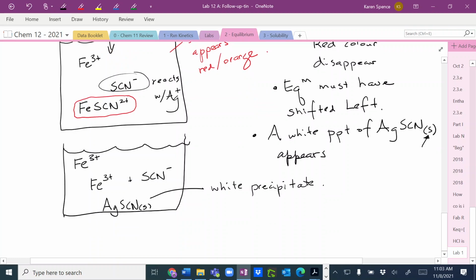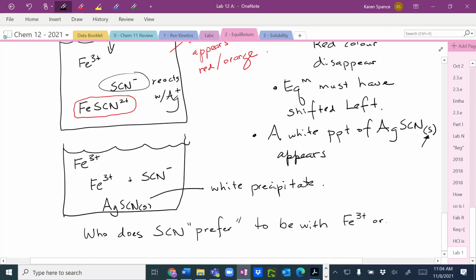Who does SCN prefer to be with? Fe3+ or Ag+? Yeah, it prefers to be with the Ag because the Ag was successful in displacing the iron. The iron was with the SCN, and now the silver is with the SCN. Yes?